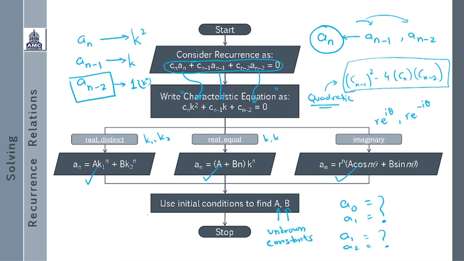Once we find them out, we substitute that in the corresponding relation. The first relation, if the roots are real and distinct. The second relation, if the characteristic equation gives us real roots which are equal to each other. And the third one, if the roots are imaginary, I mean, have an imaginary part, right? So they're complex conjugate roots. So once we do this, we shall find out what is the general term of the recurrence relation.